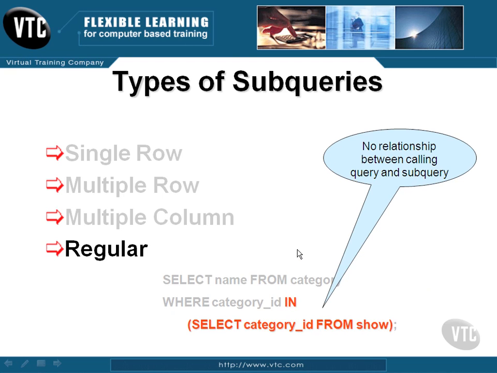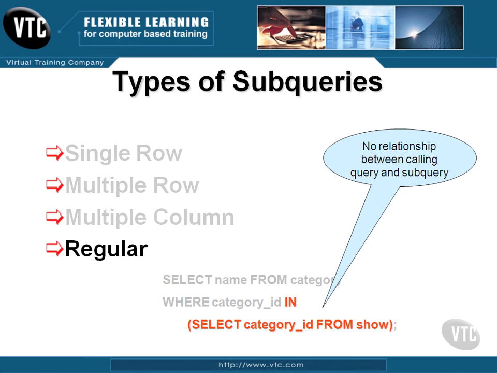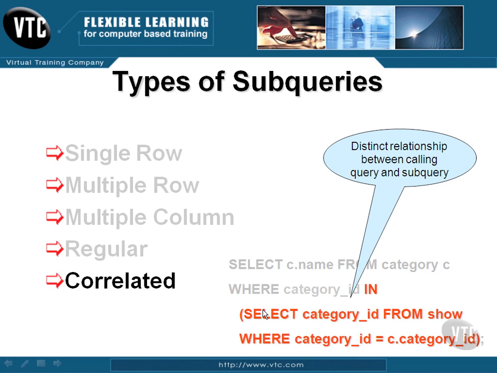The other way to define different types of subqueries is breaking them up into correlated and regular. A regular subquery simply says there's no relationship between the calling query and subquery information, and asks if the category ID is contained within the set that you're calling from the show table, in this case. In the correlated query, you're saying that there's a distinct relationship between the two data sets, and you're saying go and select something from category where the category ID is contained within the set of values that establish a link.